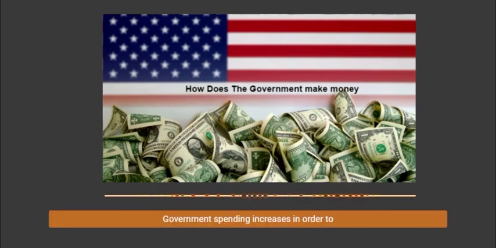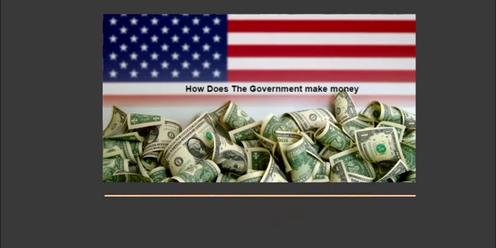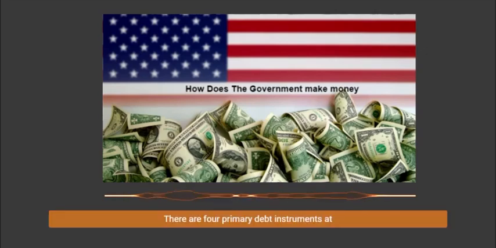Government spending increases in order to cover need-based programs, such as unemployment benefits, Medicaid, and food stamps. To cover any shortfall, the government generates revenue through debt, borrowing money by issuing financial instruments, such as treasury bonds. There are 4 primary debt instruments at the disposal of the U.S. government.